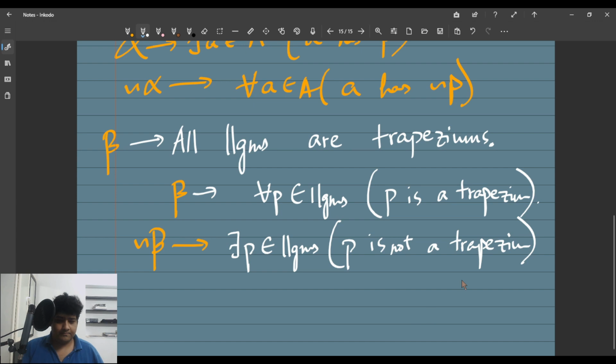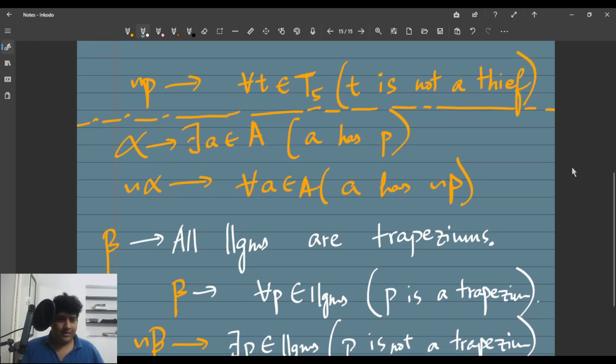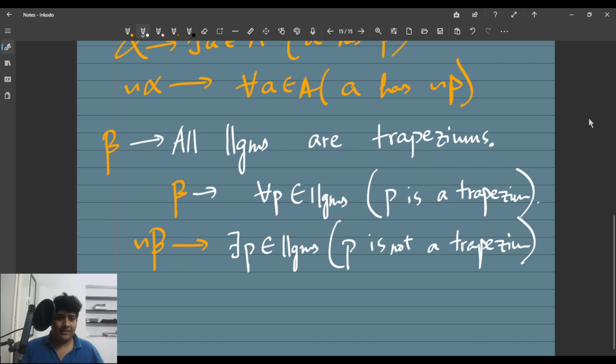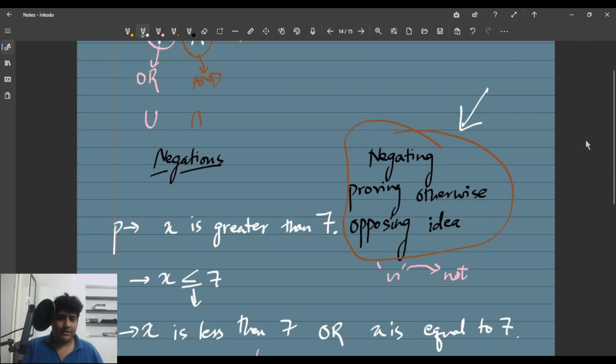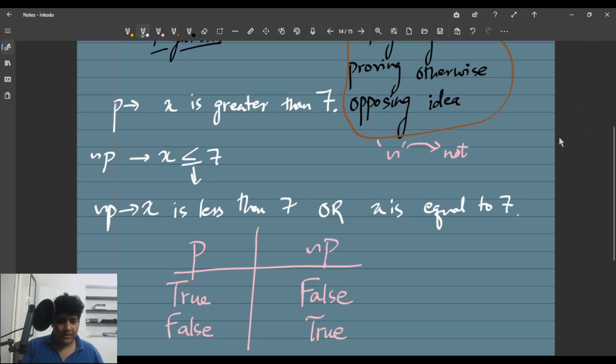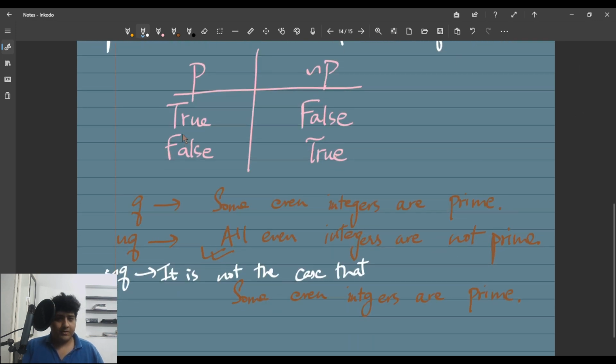So is this okay? Again, what often people say is, when you negate a statement, the for all symbol becomes there exists symbol, the there exists symbol becomes for all symbol. But that's a really poor way of putting it, because there's a rich theory behind what happens during negating a statement. It's the notion of proving something otherwise. It's the notion of opposing a statement, arguing from the opposite side. If our statement was true, then the negation statement would have been false. If our statement was false, the argument would have been true.